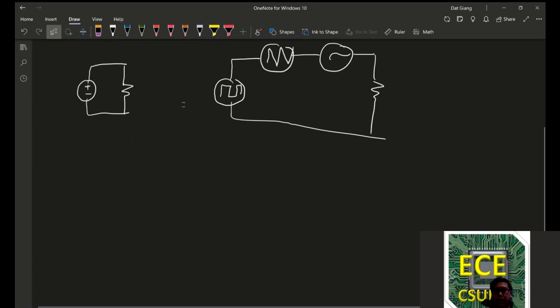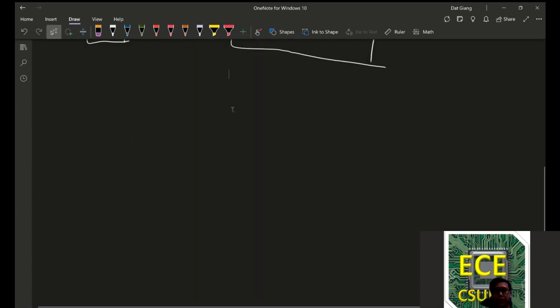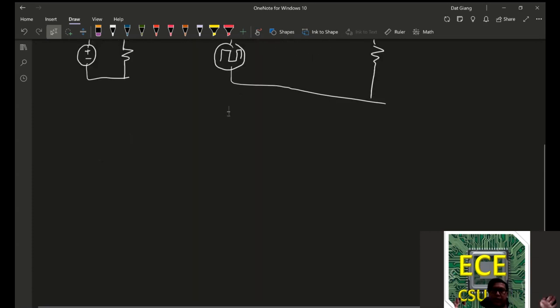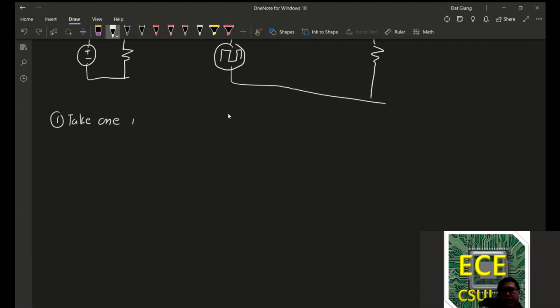So, how do we use superposition? First, let's evaluate how we go about doing so. One, take one independent source at a time. Note you cannot kill dependent sources. They're always going to be reflected as part of the circuit.